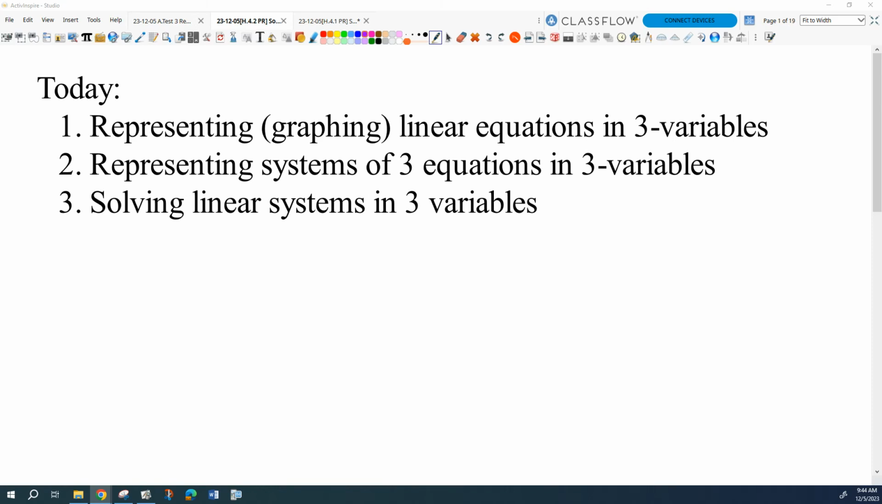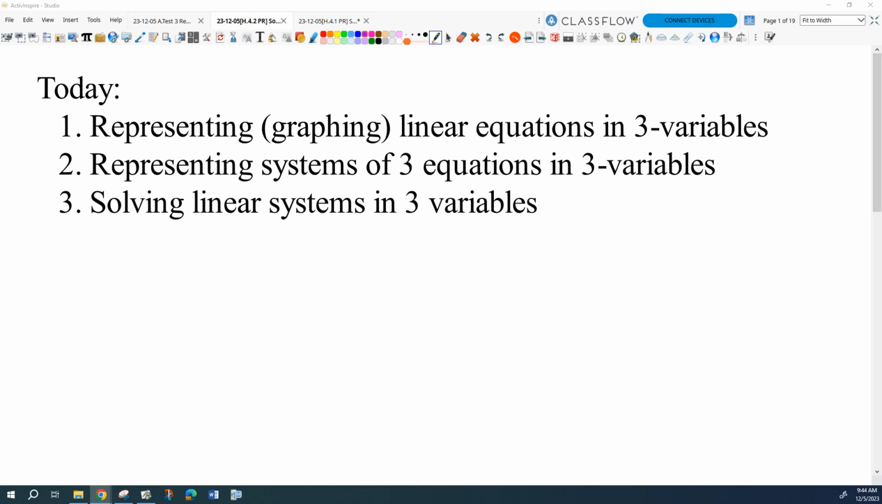Is going to be doing the same stuff, but with a 3x3 system. Okay, so really there's three parts of this. If you had to break down what we're going to do today and tomorrow, first of all, we just want to represent linear equations in three variables. Like, what does that mean? How would we graph a linear equation in three variables? Because that's new to you guys. You've never done that kind of stuff before.